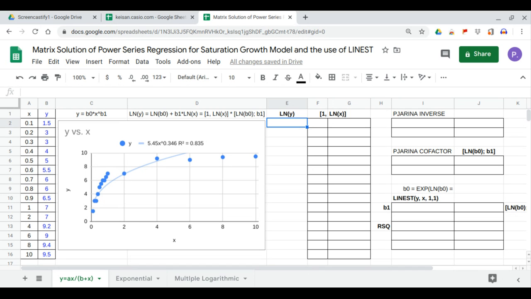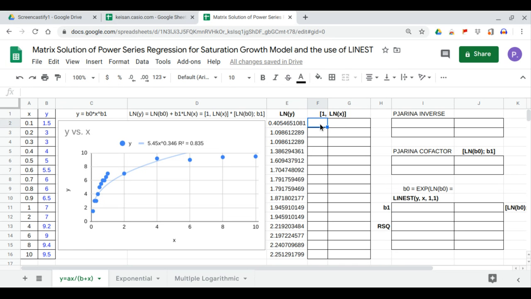We transform the dataset into the linear form, which is array formula starting with the dependent variable y, ln of the y values. Next, the 1 comma ln x matrix. The first column will be 1, and the second column will be array formula, ln of the x values.